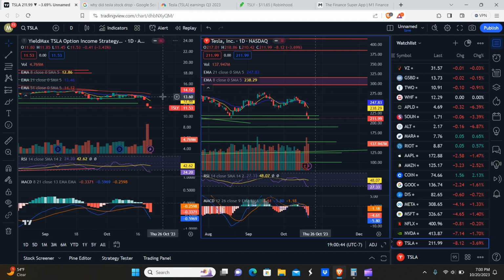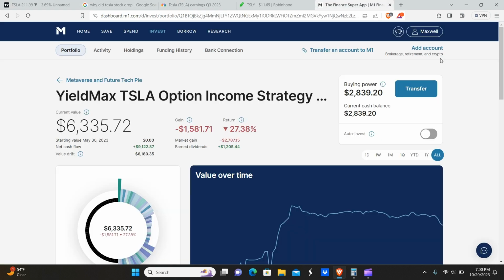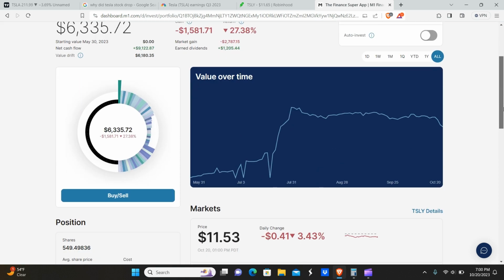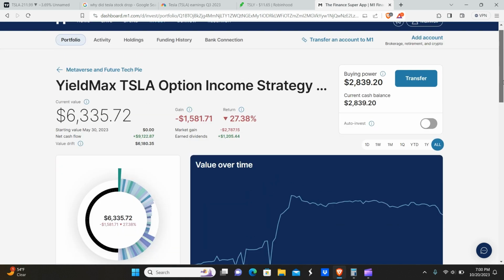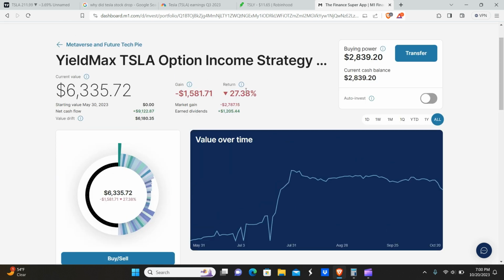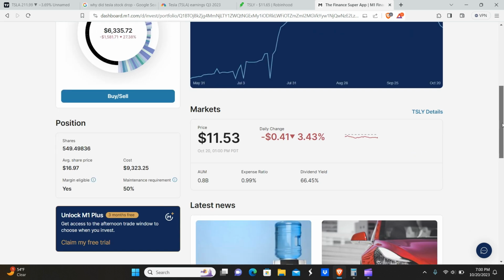Before we get into the charts too heavy, let me show you guys our positions real quick. As you can see, we're actually down $3,000 in this position on our main portfolio, but it is somewhat offset by the dividends. So we're actually only down about $1,600. But you have to understand we haven't put any money in this position for a while, so we haven't really been averaging down.